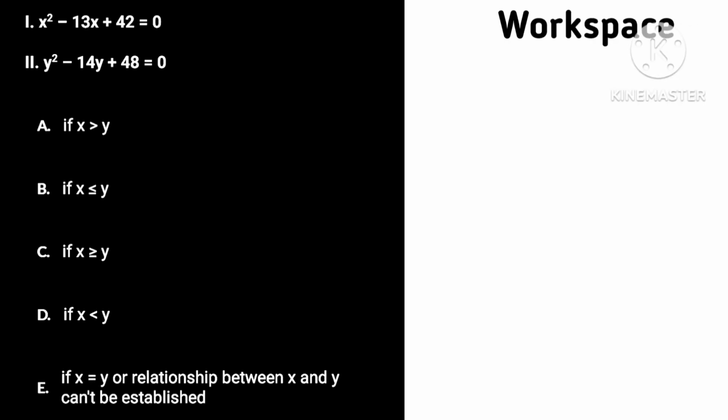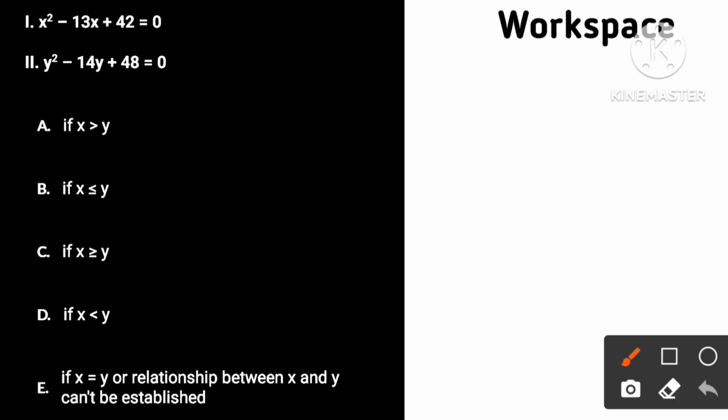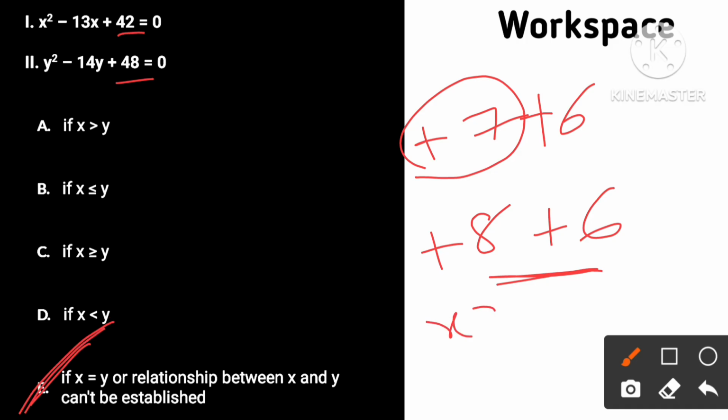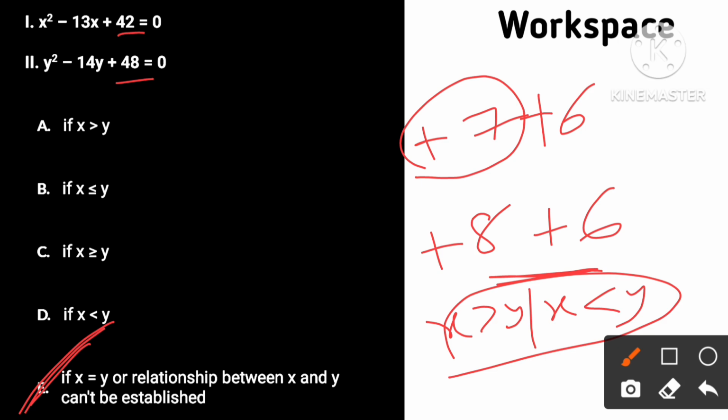Next question. Here we see 42 means 7, 6 times. Minus and plus means both the roots are positive. Next one 48. 8, 6 times will be 48. Sum of these two we get 14. Minus and plus means both the roots are positive. Now by comparing these two, it is clear that 7 comes in between these two numbers. So answer will be cannot be established, because x greater than y and x lesser than y is the relation we see here. So our answer will be option E, relation cannot be established.